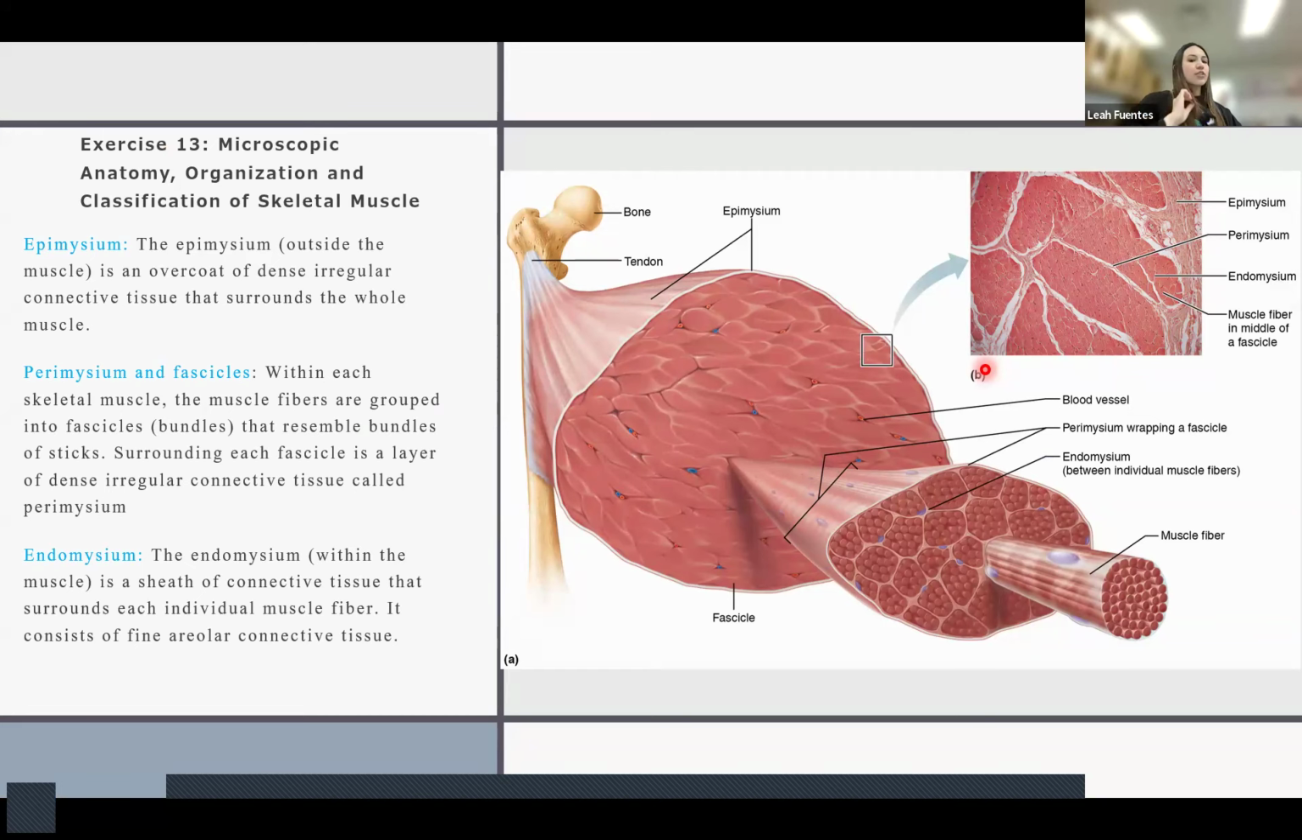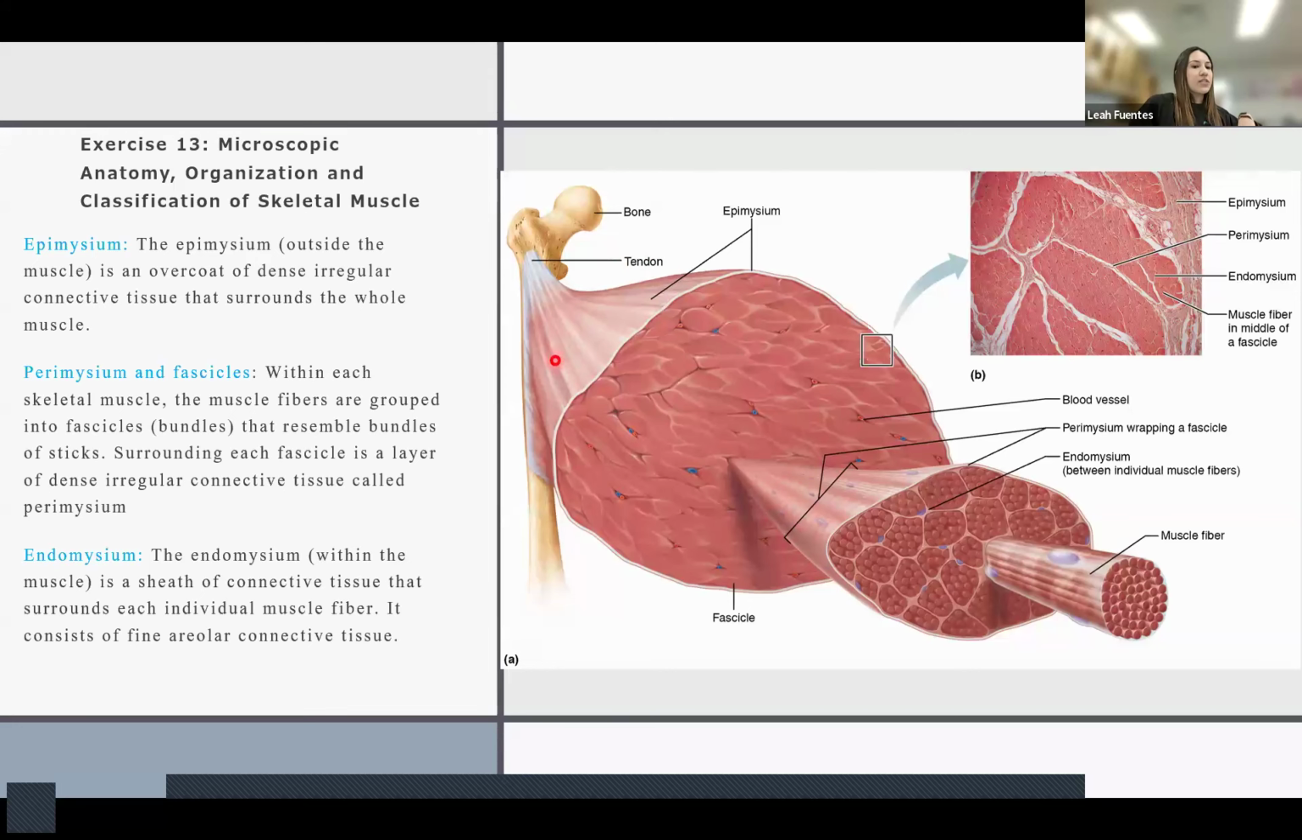Next was exercise 13, microscopic anatomy, organization, and classification of skeletal muscle. So again, you should have seen this image before. We started talking about it a few weeks ago. You will have to identify some of the anatomy of this image. So usually they ask about the coverings. So the first one is right here, the epimysium.